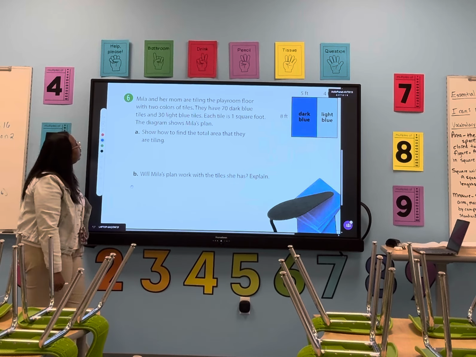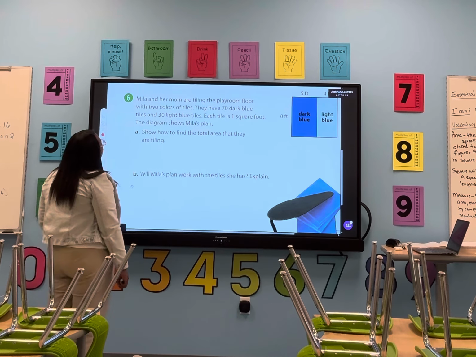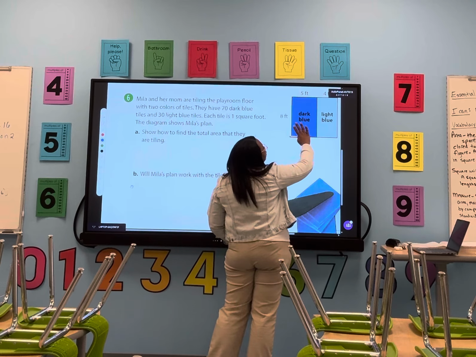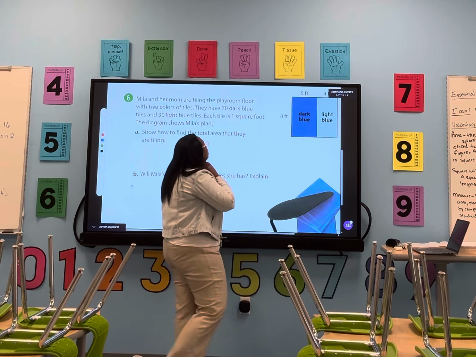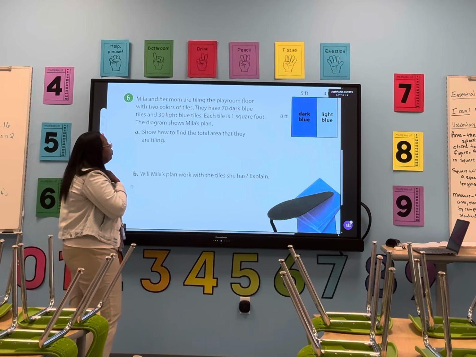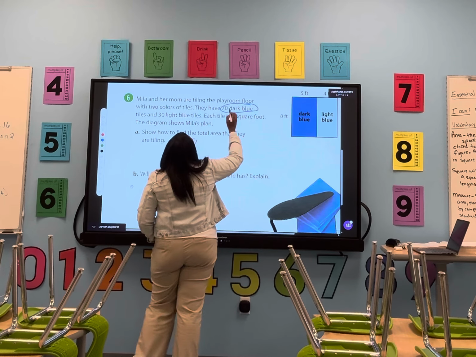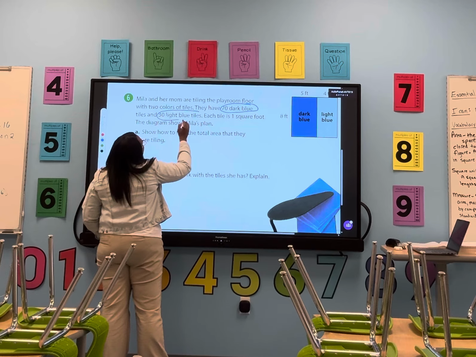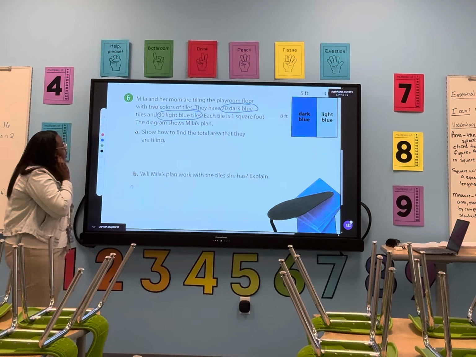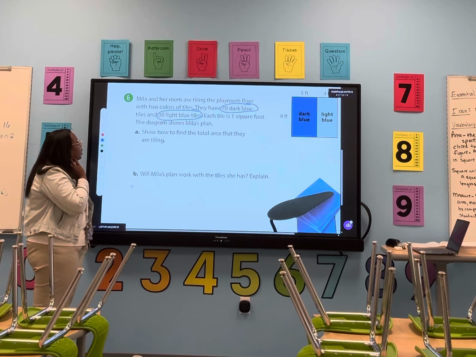Okay, so for number 6, it says Mila and her mom are tiling the playroom floor. Okay, with 2 colors of tile. So this is the playroom floor. We have a dark blue tile and we have a light blue tile. Okay. They have 70 dark blue tiles, okay, and 30 light blue tiles. So I'm going to circle that because these are important numbers. Okay, each tile is 1 square foot. The diagram shows Mila's plan. All right, so it says show how to find the total area they are tiling.